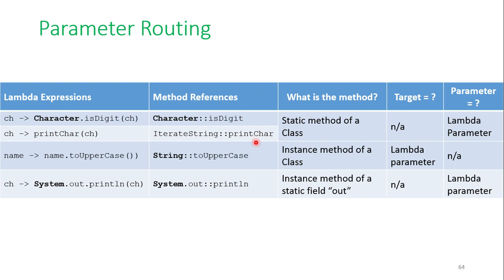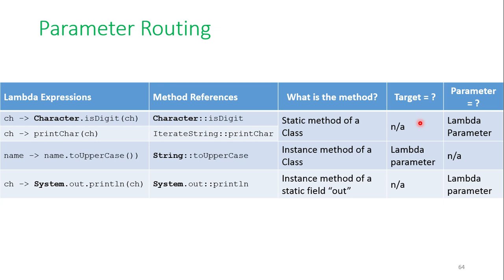When you write things like this, what is of interest to us is that we know this lambda is going to get a parameter from a stream, an element of the stream at a time. This element, this parameter, is represented by ch in our lambda expression. So the question we have is, what happened to ch? How is this parameter routed through the call to the method reference? Well, there are two things we need to consider.